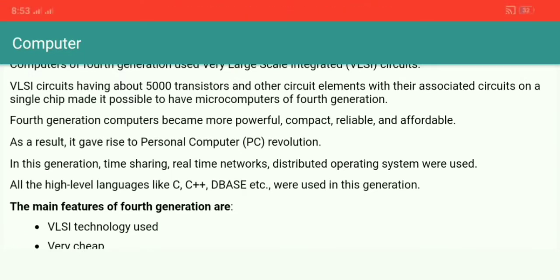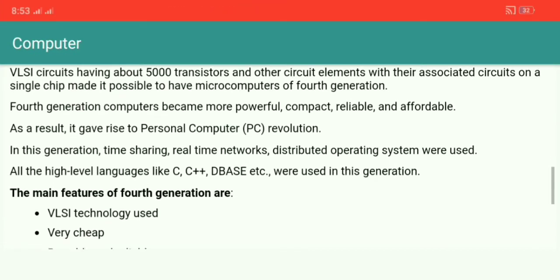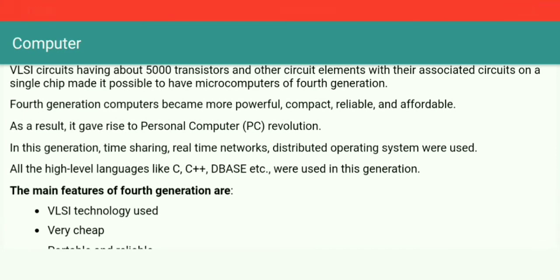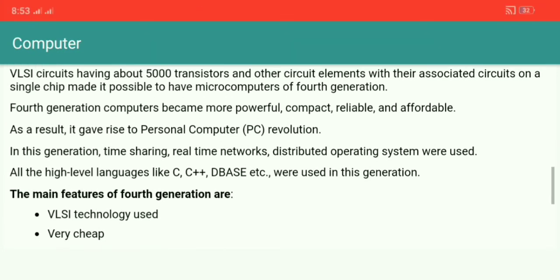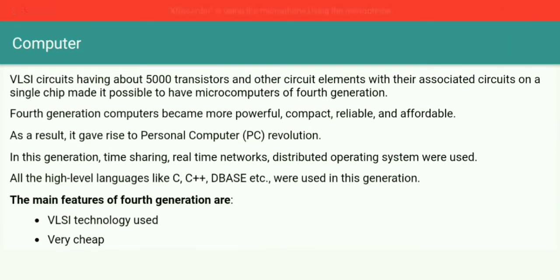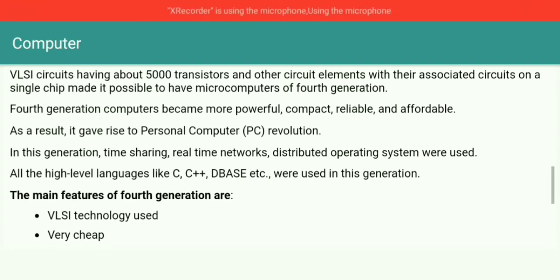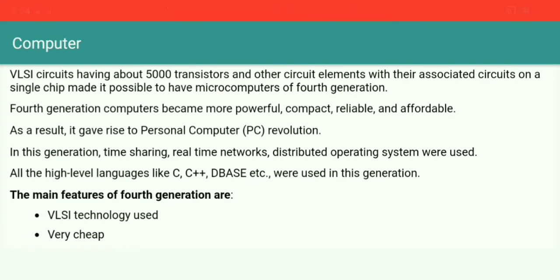Fourth generation computers became more powerful, compact, reliable, and affordable. As a result, it gave rise to the personal computer or PC revolution. In this generation, time sharing, real-time networks, and distributed operating systems were used. High-level languages like C, C++, database, etc. were used in this generation.